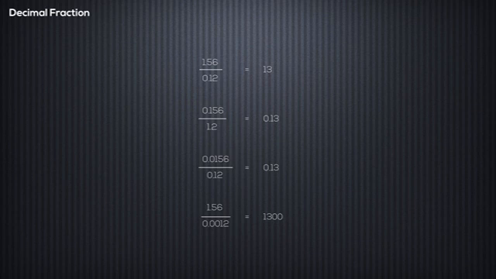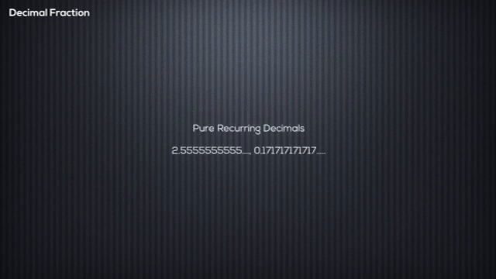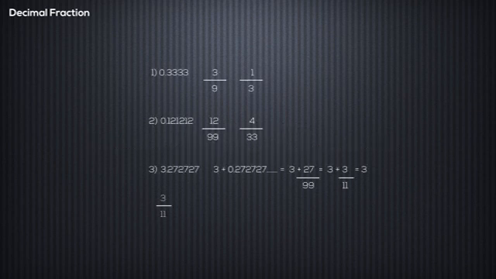Recurring decimals. There are two types of recurring decimals. They are pure recurring decimals and mixed recurring decimals. Pure recurring decimals are the decimals in which all the figures after the decimal point occur again and again. Pure recurring decimals can be converted into a vulgar fraction by writing the repeated figures only once in the numerator and taking as many nines in the denominator as the number of figures in the repeated figures. These examples should help you understand it better.